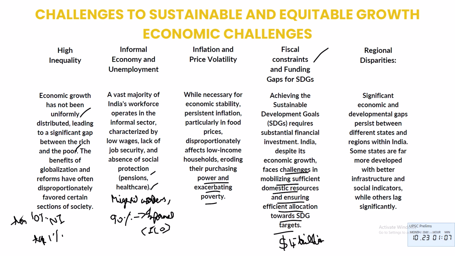Next one is regional disparities. Significant economic and developmental gaps persist between different states and regions within India. Some states are far more developed with better infrastructure and social indicators, while others lag significantly. See, the gross state domestic product of Maharashtra is much higher compared to Bihar's. So this shows how one state is very rich and one state is poor. So this is the regional disparity. This uneven development can lead to migration, social tension, and also hinder the overall national progress.